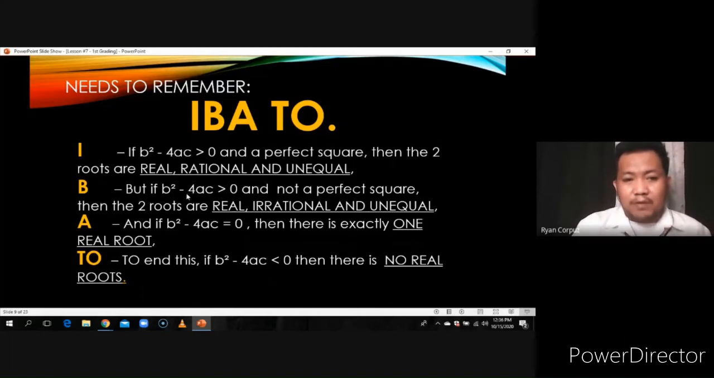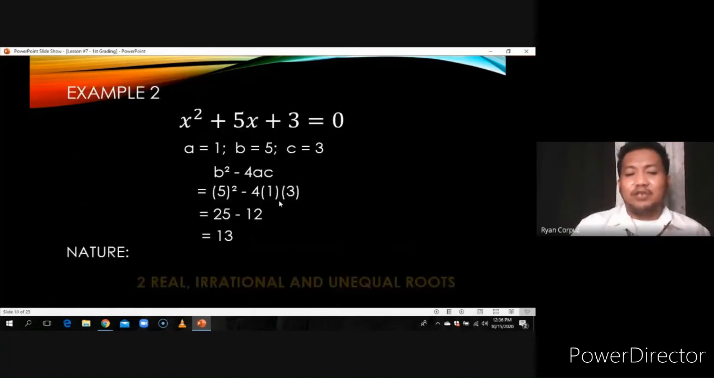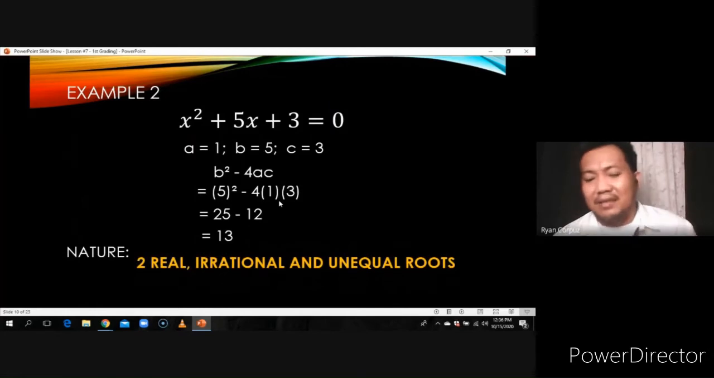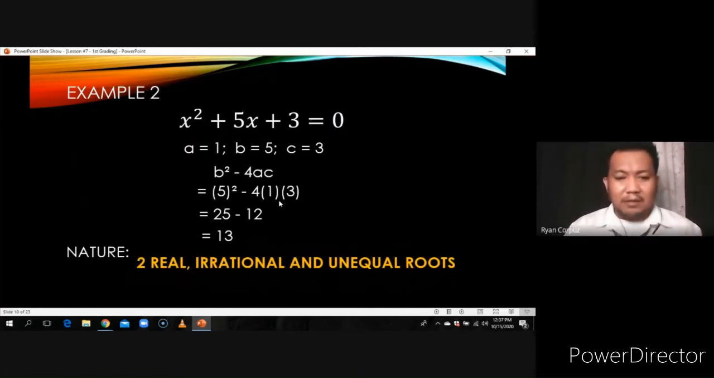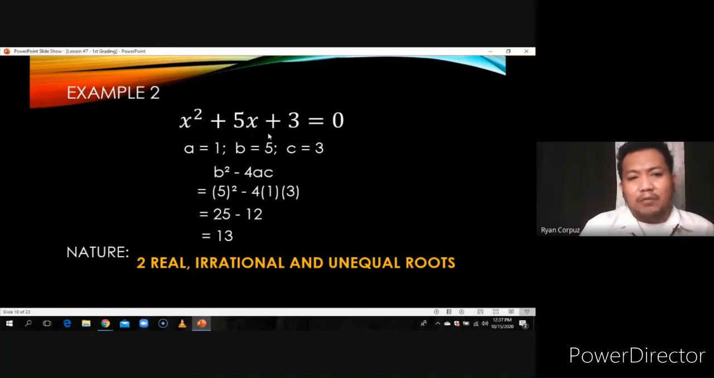So if you remember, if your discriminant is greater than 0 or positive but not a perfect square, then the two roots are real, irrational, and unequal roots. Meaning to say, if we are going to solve this quadratic equation using any methods in solving quadratic equations, we will come up with an answer which are two real, irrational, and unequal roots.